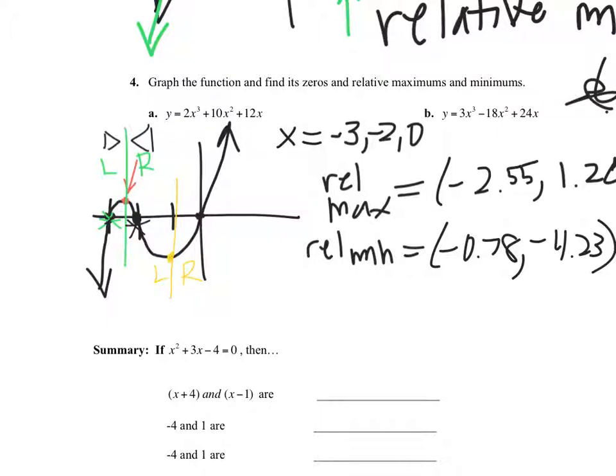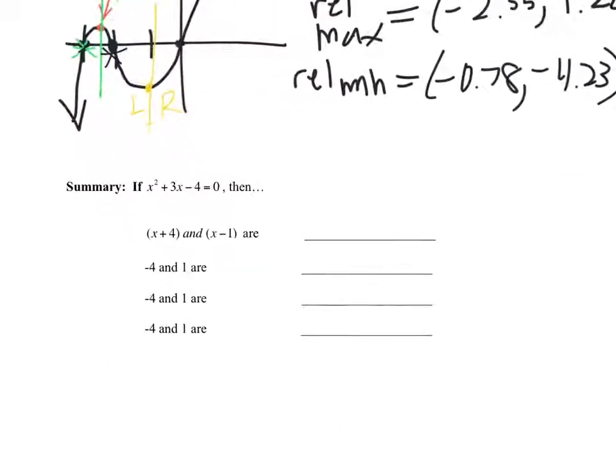Everyone's calculator working now? I'll come help you in a minute. Okay, I'm going to do the summary, and then I'll come help you if your calculator is wrong.